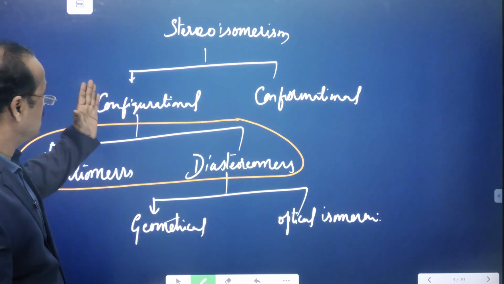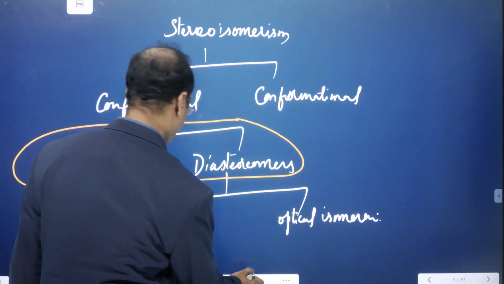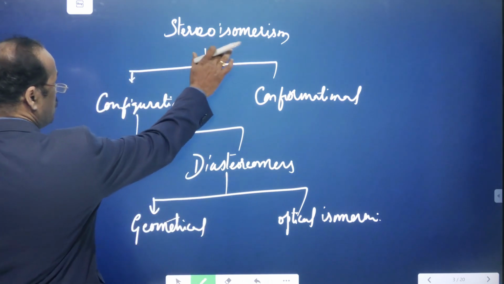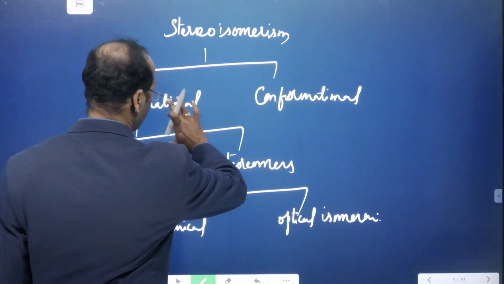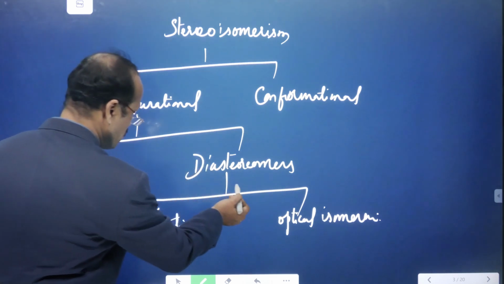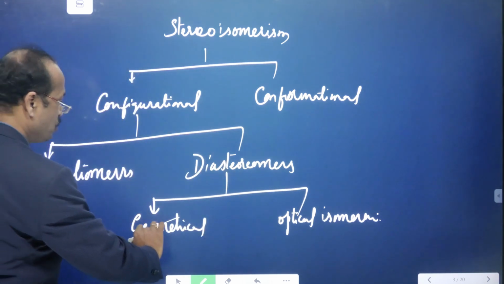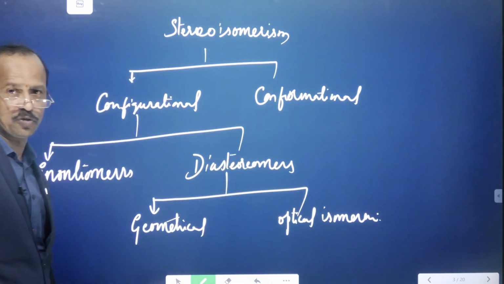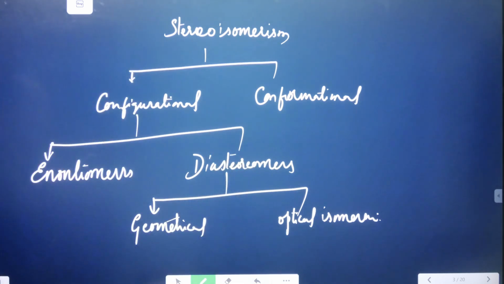But if you go to the higher classes, what happens? Stereoisomerism is divided into configurational and conformational isomerism. Configurational is again divided into enantiomers and diastereomers. Diastereomers are again classified into geometrical and optical isomers. So this is what we are going to discuss today.